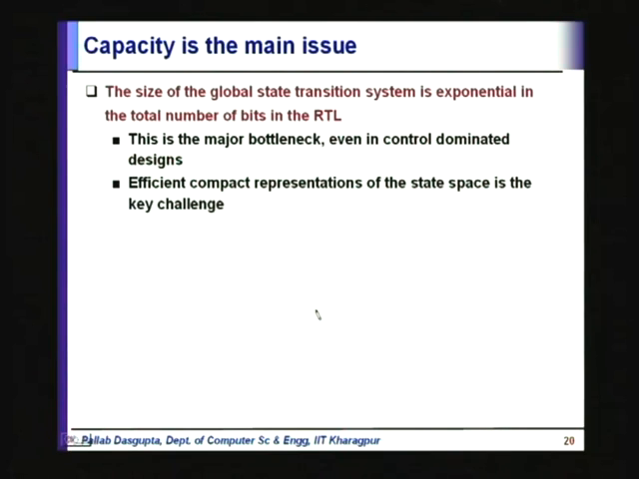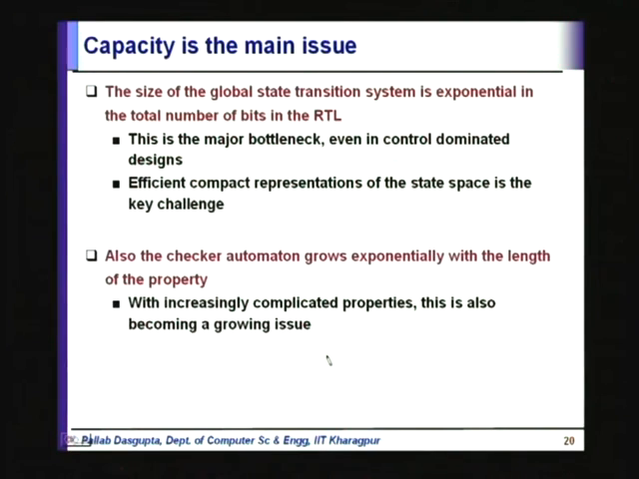This slide reiterates what I said just now. Efficient compact representation of the state space is one of the key challenges, and also the checker automaton grows exponentially with the length of the property. So when we have big specifications, this can turn out to be a problem also, but what we do is we always check properties one by one. Therefore this exponential always remains contained.